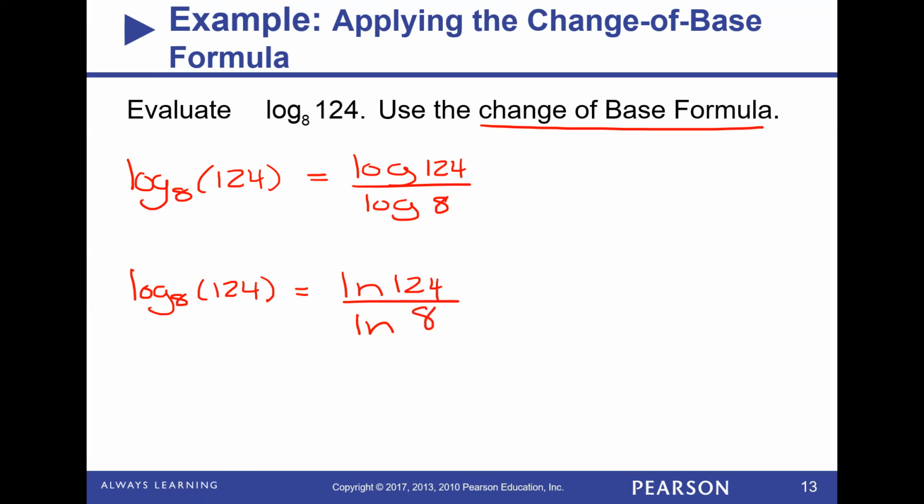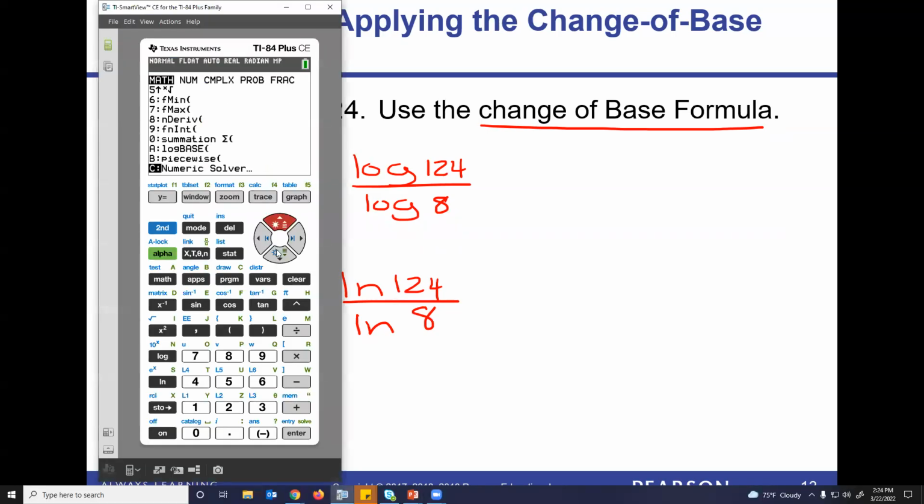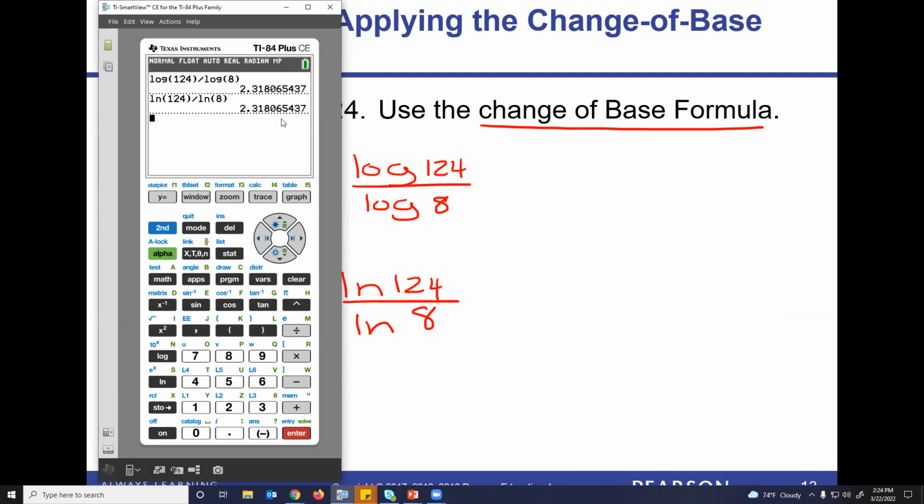What's super cool about that is I can use my calculator here to really help me out. So I'm going to use my calculator and I'm going to say the log of 124, close those parentheses and divide by the log of 8. Again, it has to be log and log, or it has to be natural log and natural log. Let me also do it with the natural log. Let me show you that it is actually exactly the same answer. No matter which one you use, you should get the exact same answer.